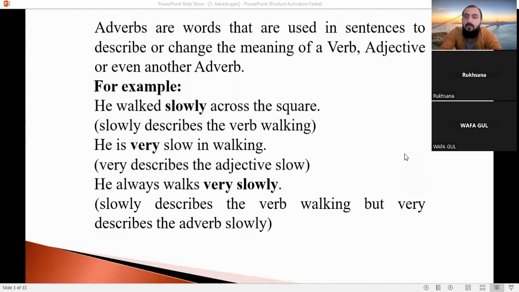Sir, what is the adjective form of slow? We can say slow, slower, the slowest. These are the degrees of adjectives. Slow is already an adjective. Slowly is an adverb. Okay, let's continue now.